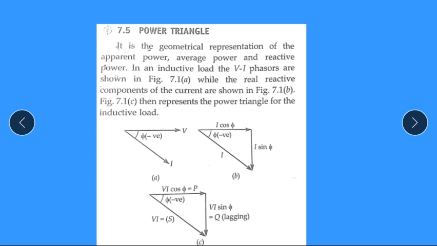So, in figure A, for an inductive circuit, voltage is V and current I is lagging by angle phi. In figure B, the current I cos phi is in the resistive part, and I sin phi is in the inductive part. So the total current in the circuit is I. So VI cos phi is equal to P, that is active power. VI sin phi is Q, that is reactive power, and S is equal to VI, that is apparent power in the circuit.